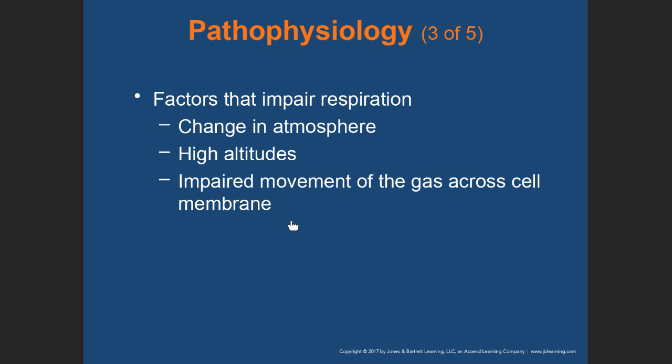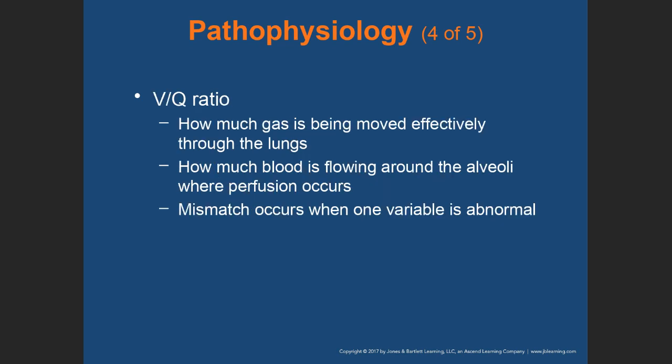Now, factors that impair respiration: changes in atmosphere, changes in altitude, impaired movement of gas across the cell membrane. The higher we go, there's less oxygen available, and pressure changes can make it difficult for the oxygen to move into the lungs.